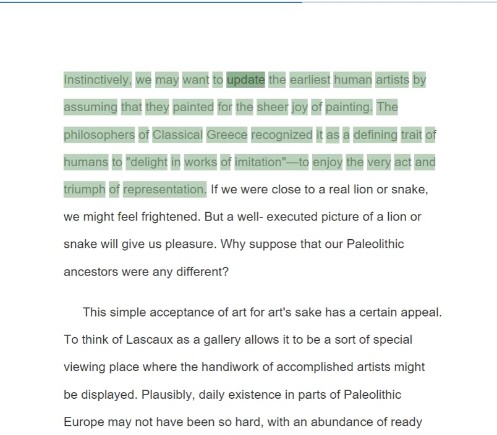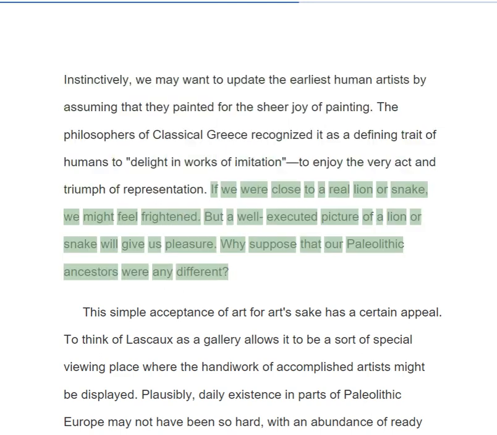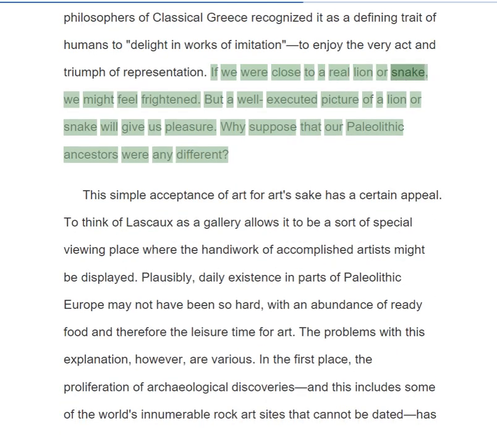Instinctively, we may want to update the earliest human artists by assuming that they painted for the sheer joy of painting. The philosophers of classical Greece recognized it as a defining trait of humans to delight in works of imitation, to enjoy the very act and triumph of representation. If we were close to a real lion or snake, we might feel frightened. But a well-executed picture of a lion or snake will give us pleasure. Why suppose that our Paleolithic ancestors were any different?